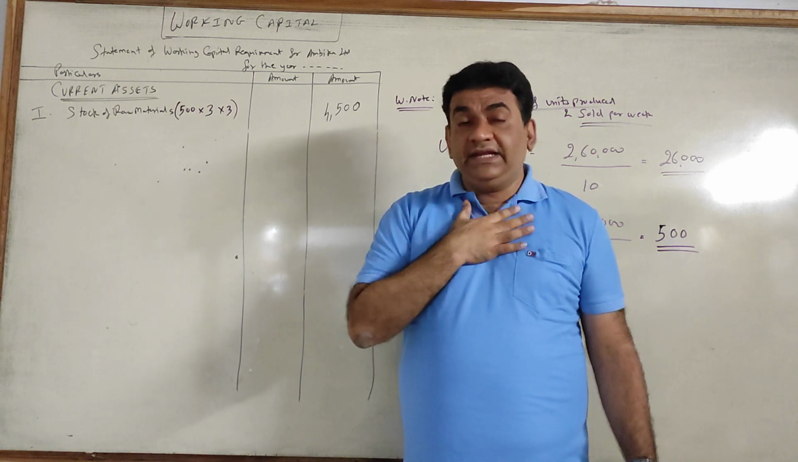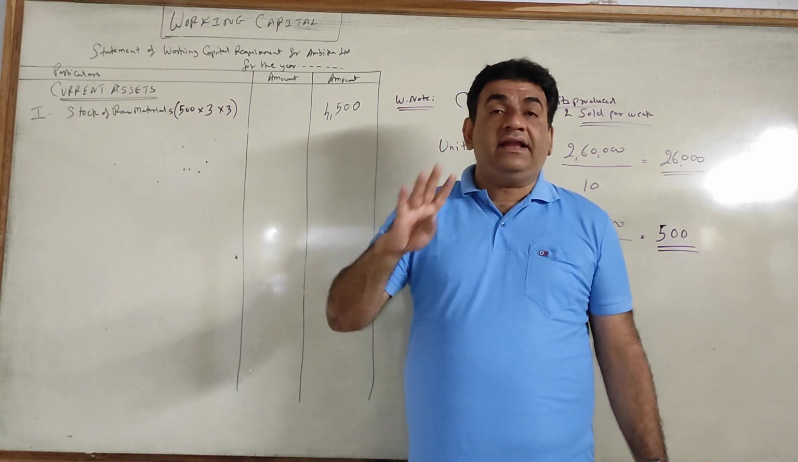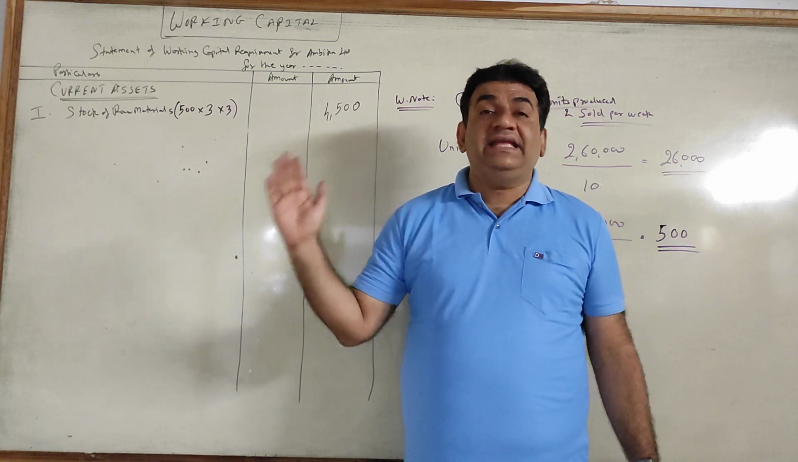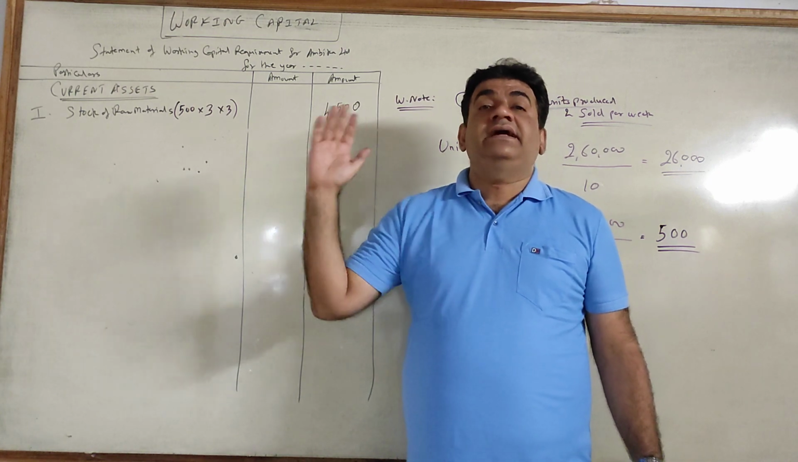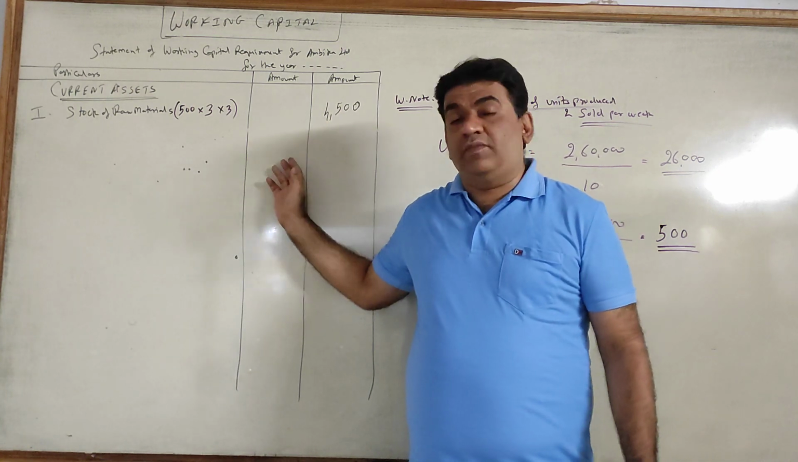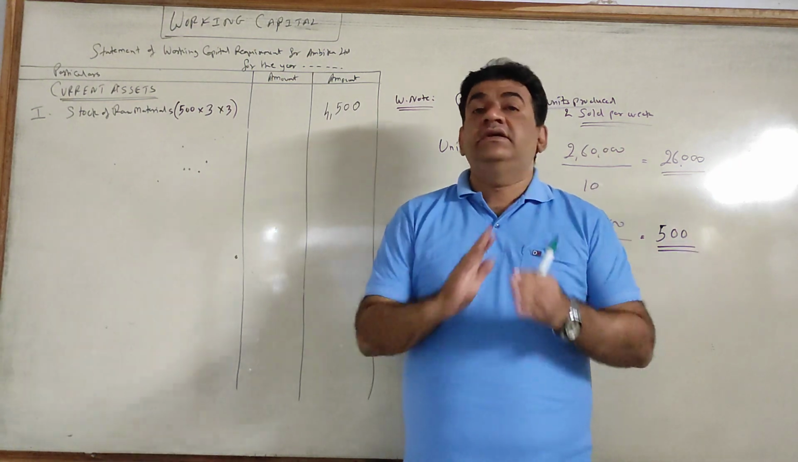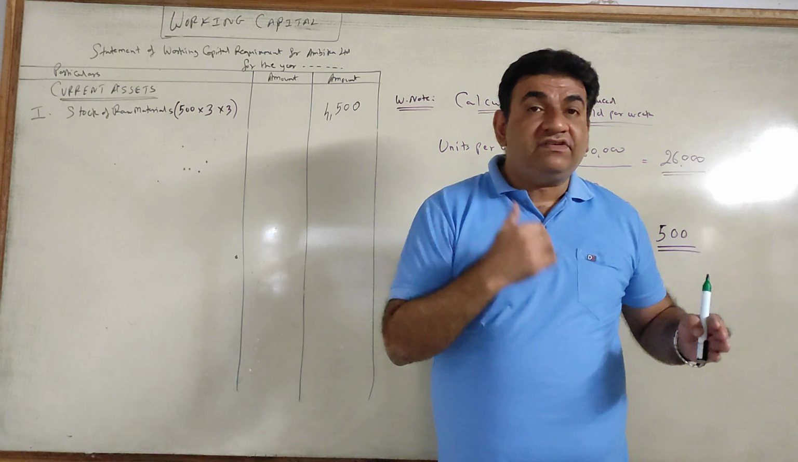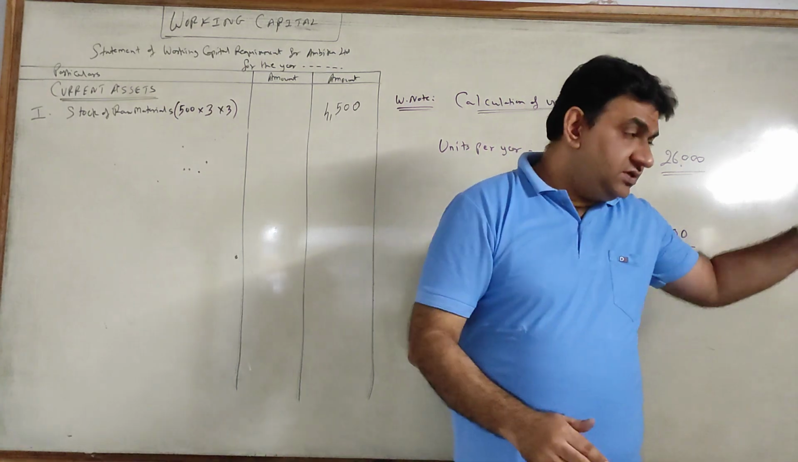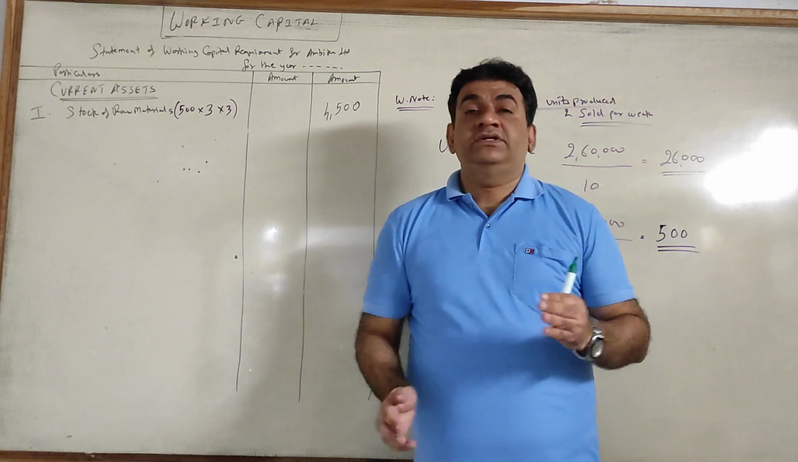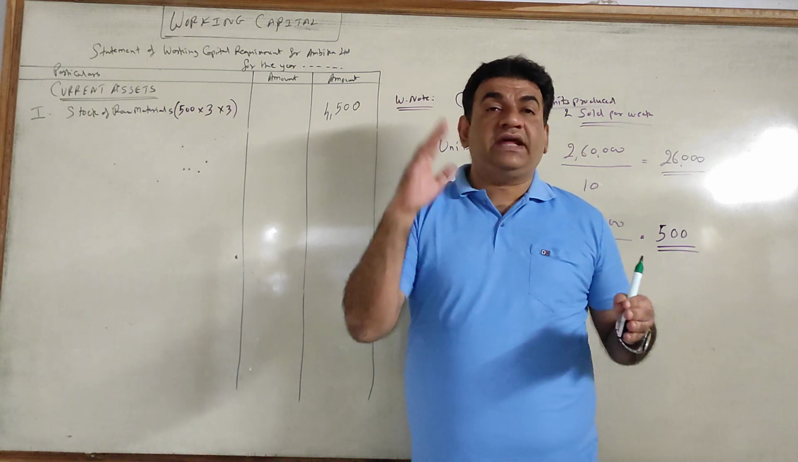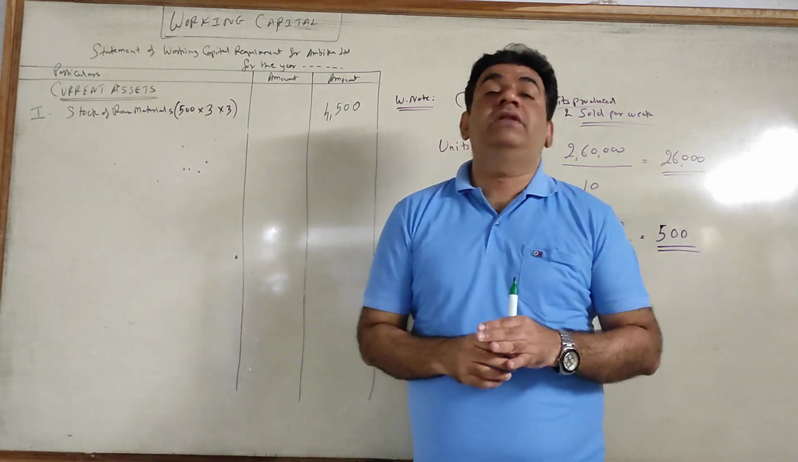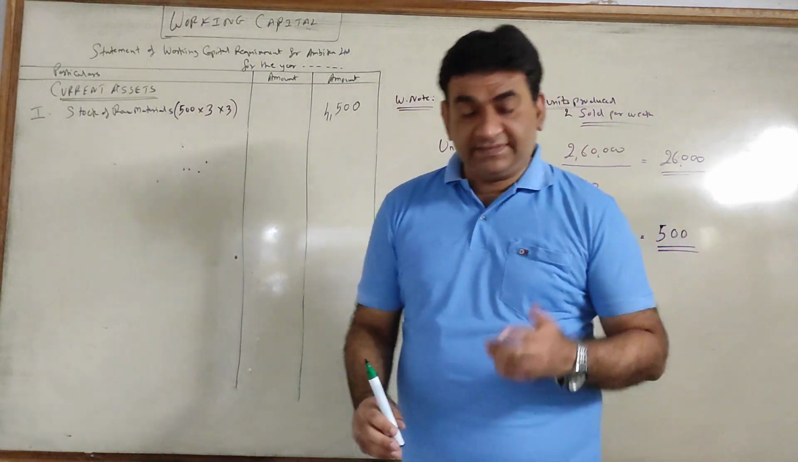So I need to see that at least 4500 at any given point of time has to be there for stock of raw material. That much money is blocked throughout the year, because today after 3 weeks material goes, the other lot of material will come. So at any given point of time, stock of raw material will be blocked for 3 weeks.